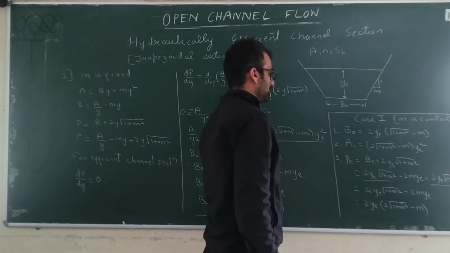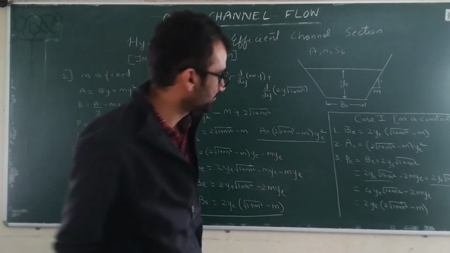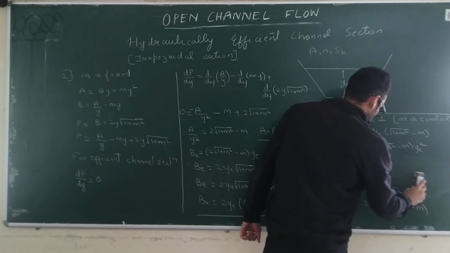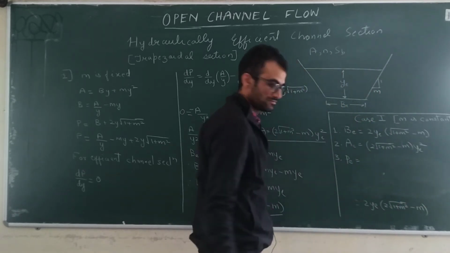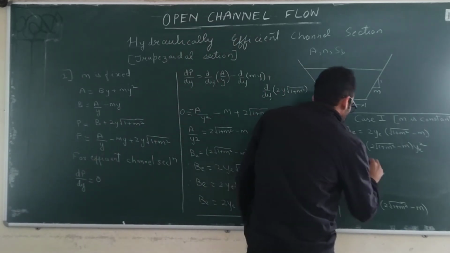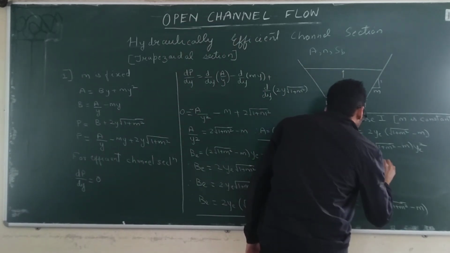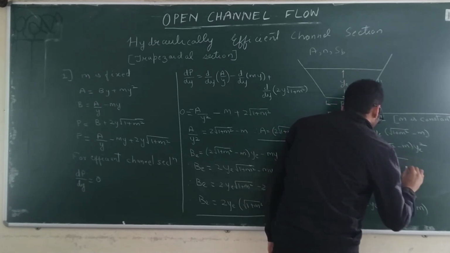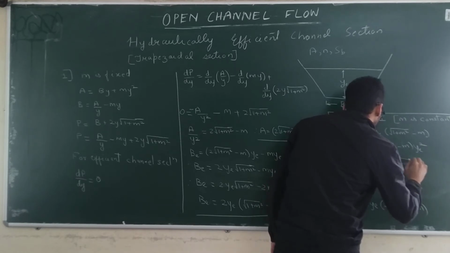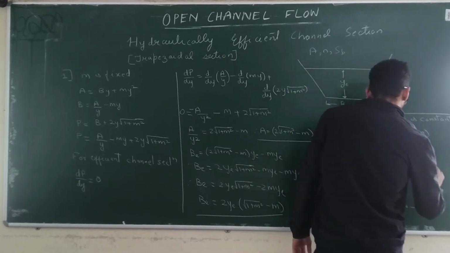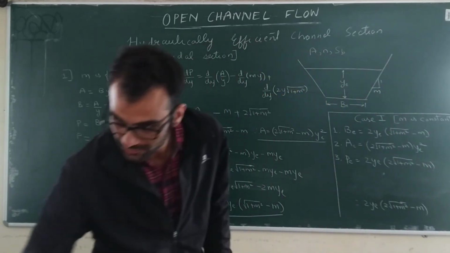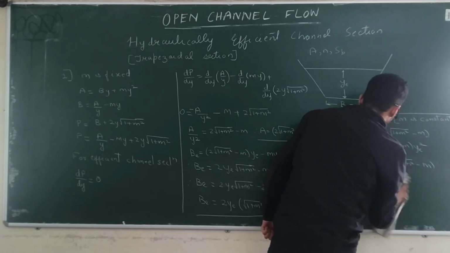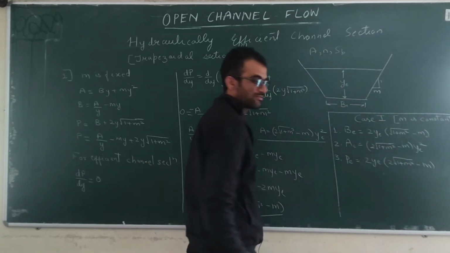I'll just write down the final version here. So that is 2YE into 2 under root 1 plus m square minus m. So this is your perimeter formula. Okay, so the perimeter formula is this.